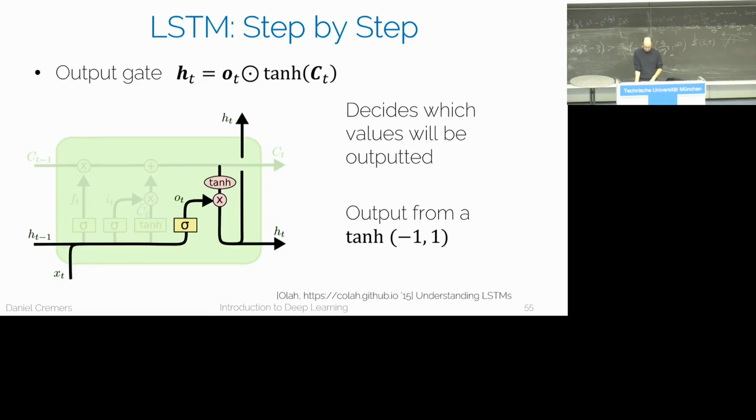And then there is an output gate, so you can see the structure is somewhat complicated, and I should say that's one of the aspects I've never really liked about the LSTM, that it's a very complex structure. But this last output gate decides which values will be outputted. And the output is from this tanh, from -1 to 1. And this is then output both as the system state on the top and the input to the next cell here at the bottom.